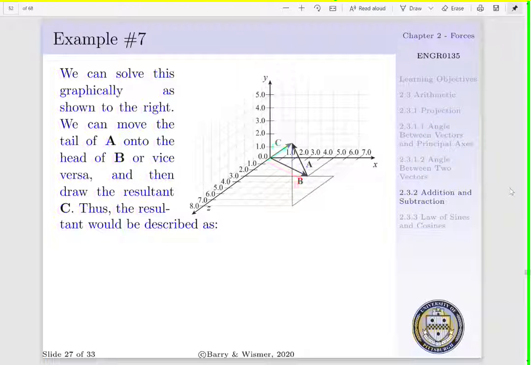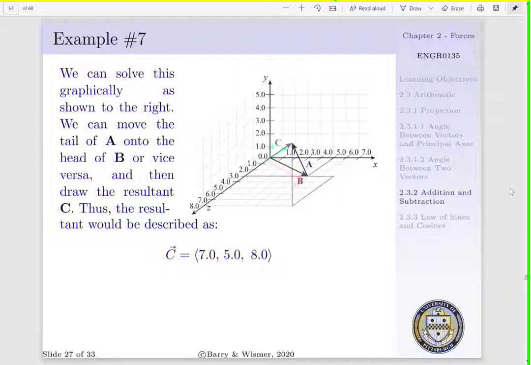We're going to take the tail of vector A and place it on the head of vector B. Then we're going to draw a resultant vector from the tail of vector B to the head of vector A. Thus, our resultant would be a vector 7.0, 5.0, 8.0.